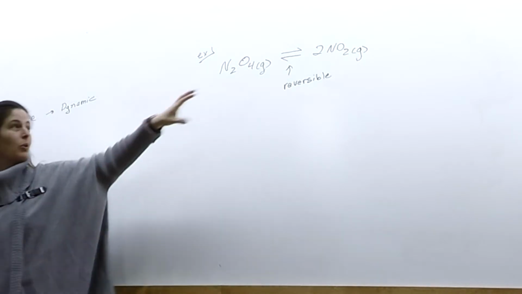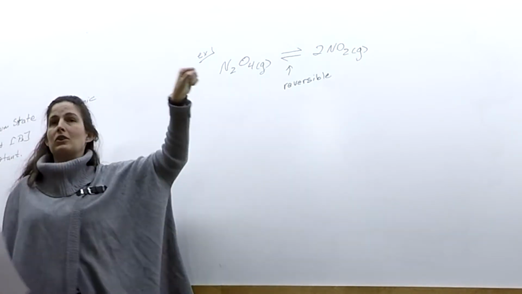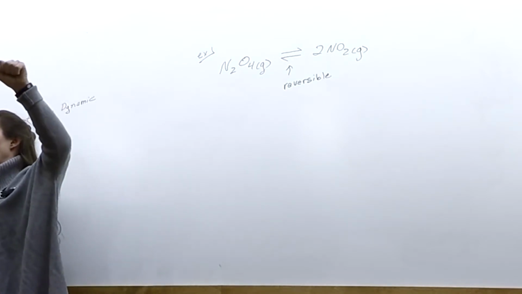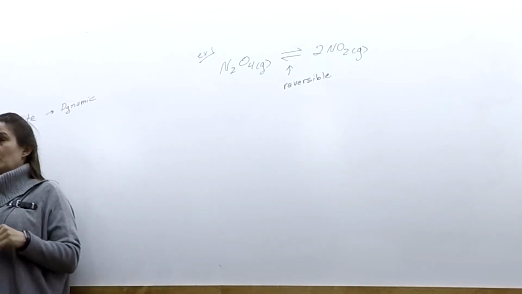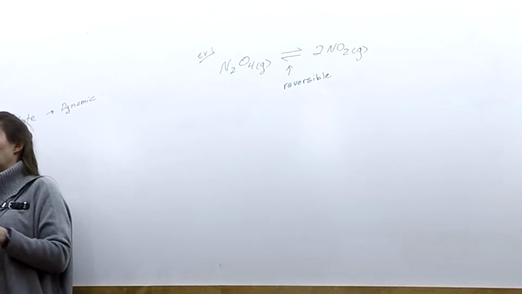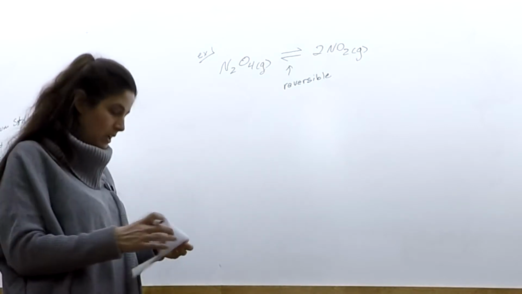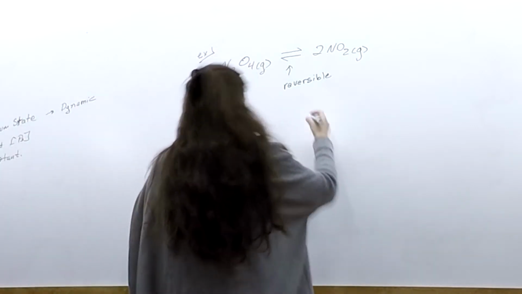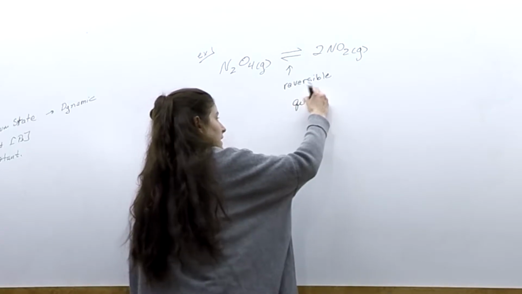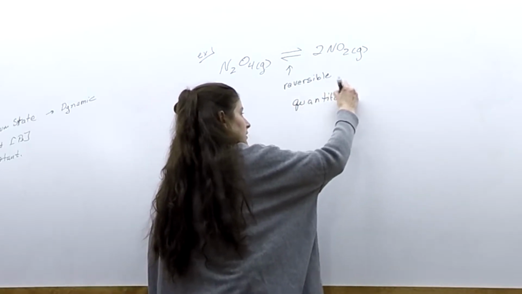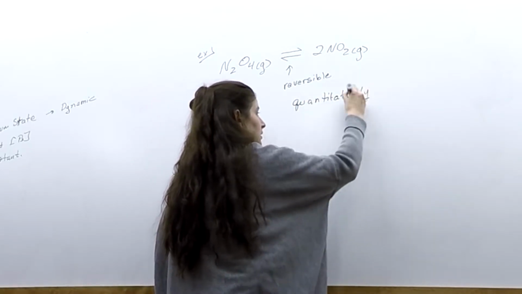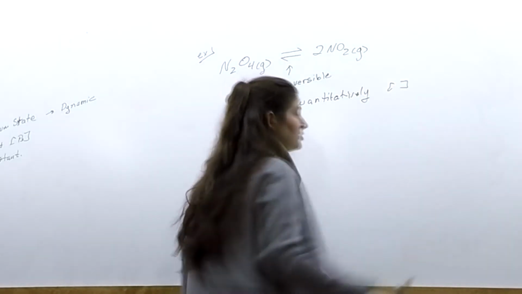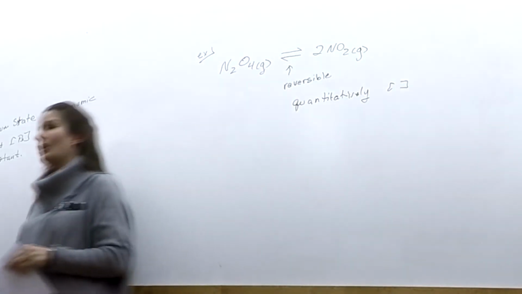So you're going to use each individual reaction equation that you write down to write your equilibrium, so they will all be separate from each other. All right, so if we want to describe this one quantitatively, we're going to be looking at the concentrations of our reactants and our products.